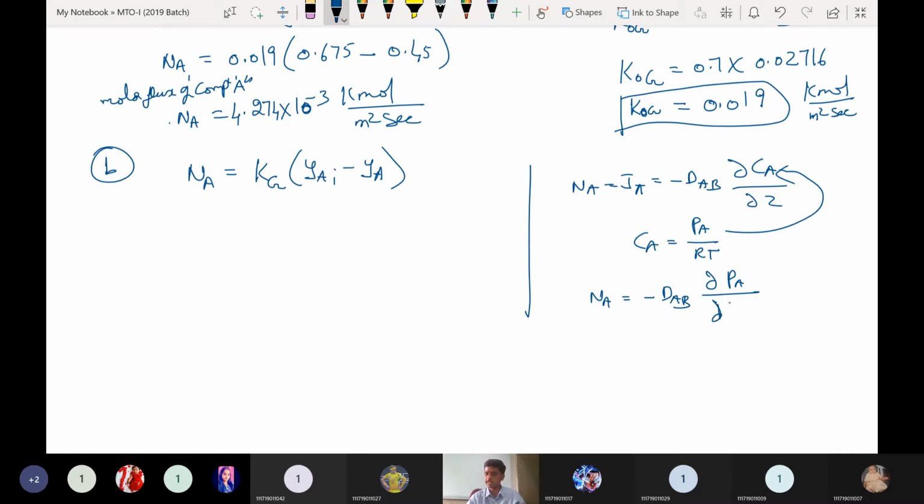So RT we will take in the denominator, that is DAB by RT. Then we can interchange this one. We can transfer this dZ to the left hand side. So this will be minus DAB by RT into dPA. So now integrate this within the limits.